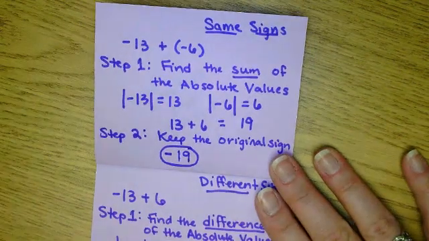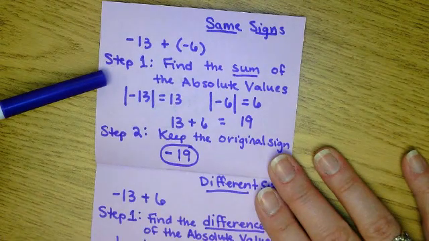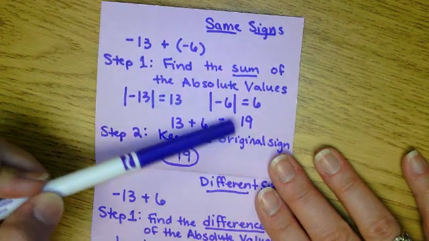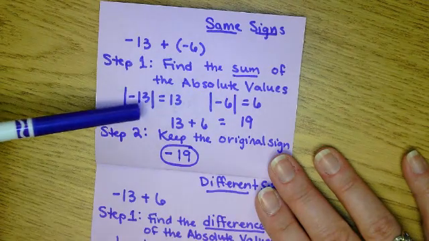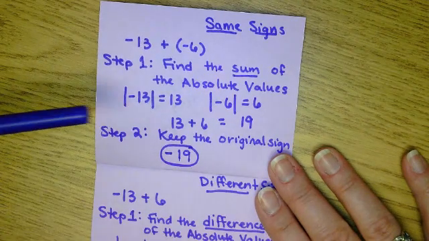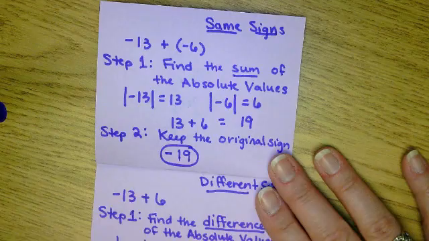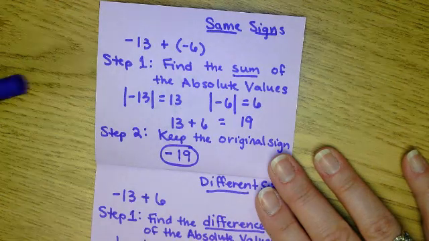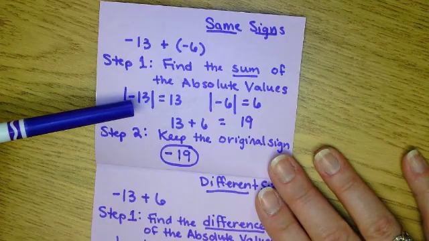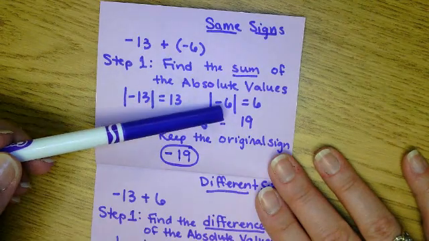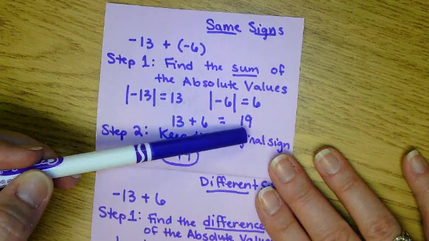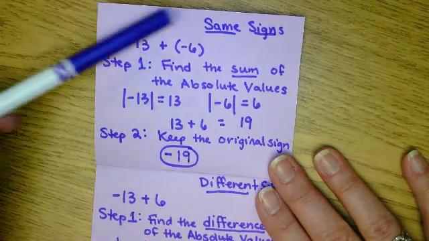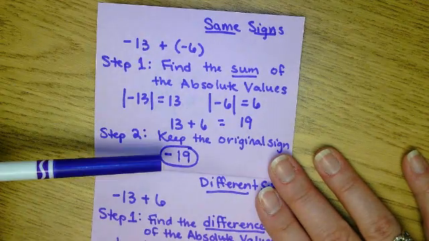So your step one right here, you have find the sum, which means you are going to be adding them. And you're going to be adding them to get the answer of the absolute values. So we have talked about absolute value. The outcome is always positive unless the sign is on the outside. So in this case, we are taking the absolute value of negative 13 and the absolute value of negative 6. We're putting them together to equal 19. We're going to keep the original sign, which is negative 19. And again, we went over this yesterday, which is why I just reviewed it pretty quickly.